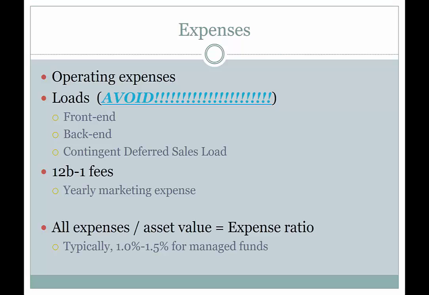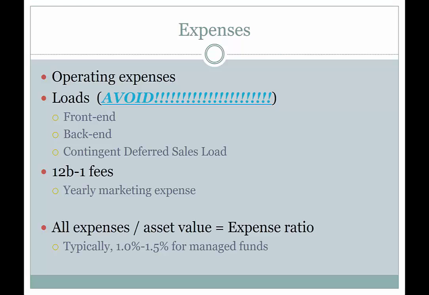And what a load is, a front-end load actually takes your money before it goes into your account. So if I invest $100, they're only going to put 95 in my account if the load is 5%, which is kind of crazy. So you already start out at a loss. So that's a really bad idea.